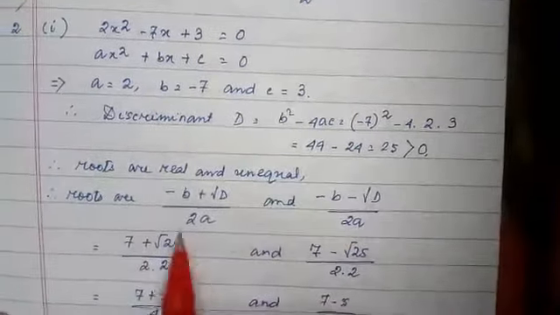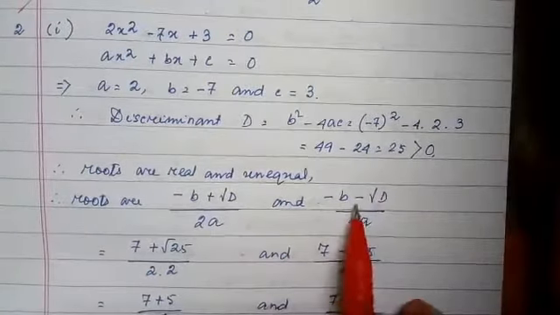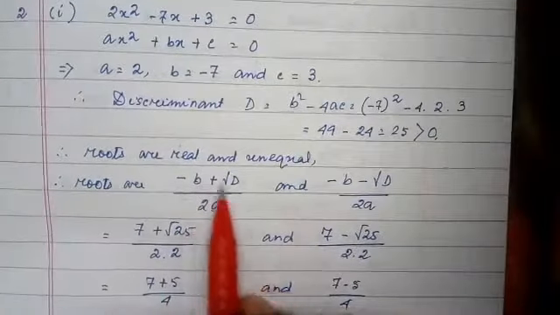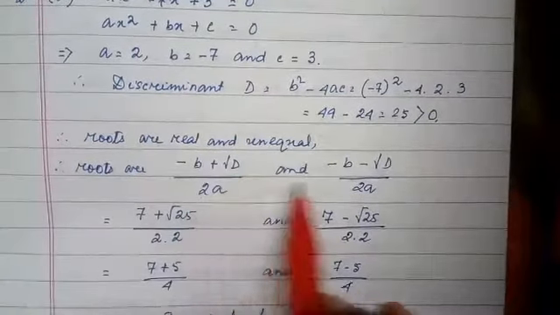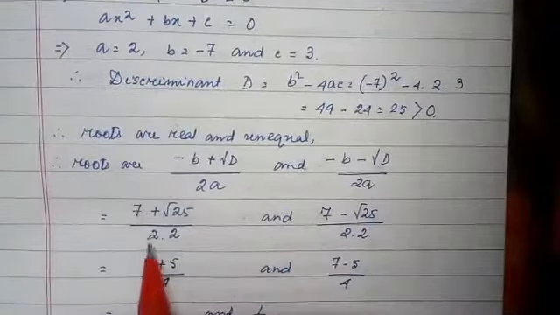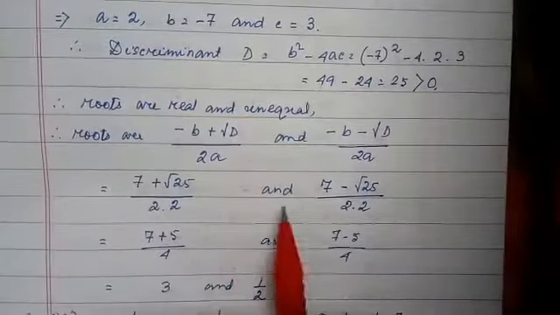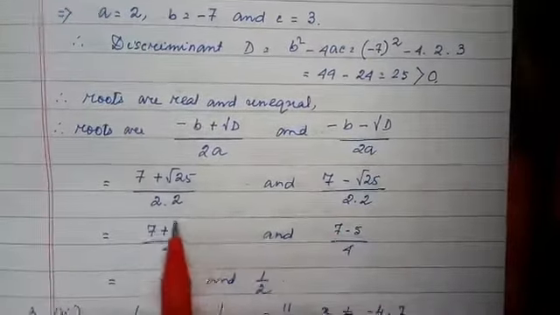Now what are the roots? (−b + √D)/2a and (−b − √D)/2a. That is equal to −b, minus of −7, so 7 plus √D, means √25, by 2a. 2 into a means 2. So 2, and (7 − √25)/(2 × 2).